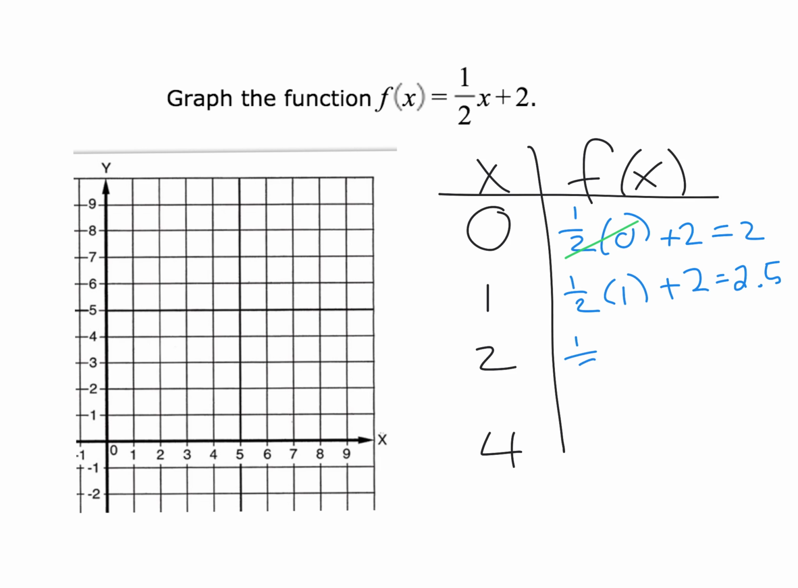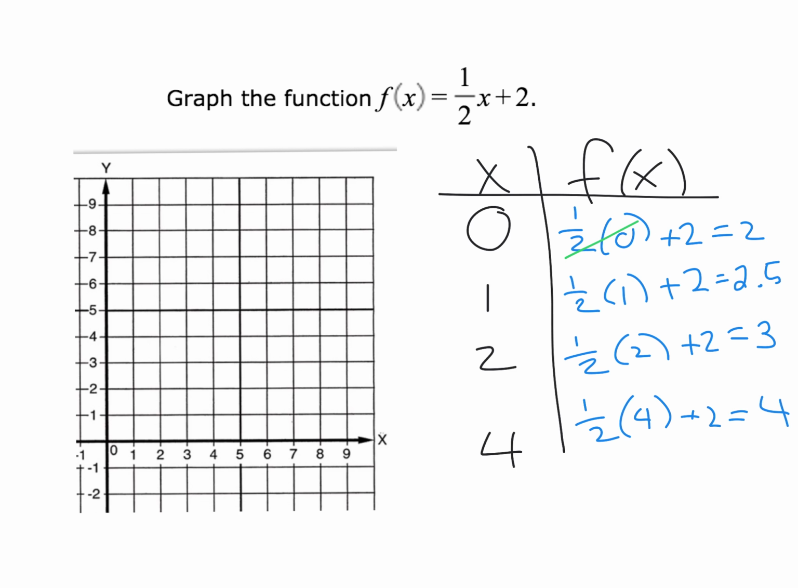Okay, when x is 2, I get 1/2 times 2 plus 2. So what's 1/2 times 2? That comes out to be 1. So 1 plus 2 is 3. When x is 4, I get 1/2 times 4. I skipped 3 because I thought it would be easier to not have the fraction. But 1/2 times 4 plus 2. So 1/2 times 4 is 2, plus 2 is 4.